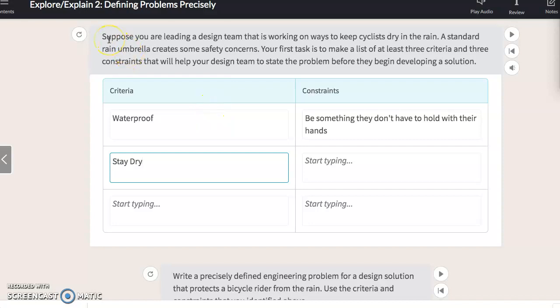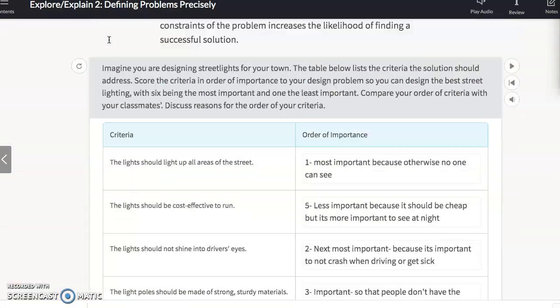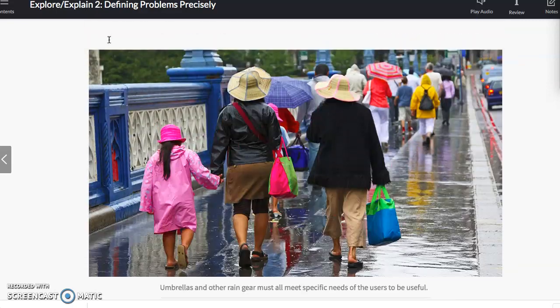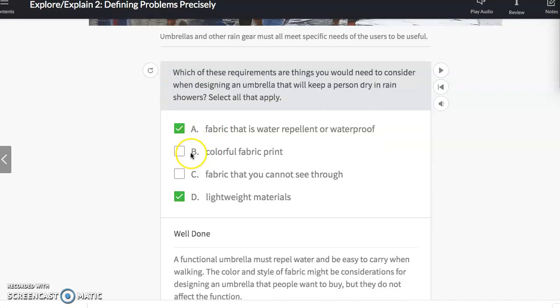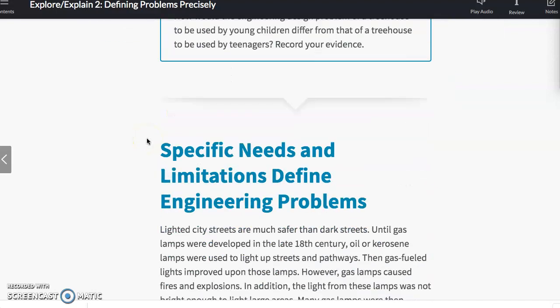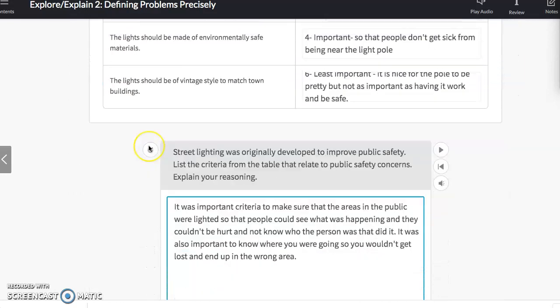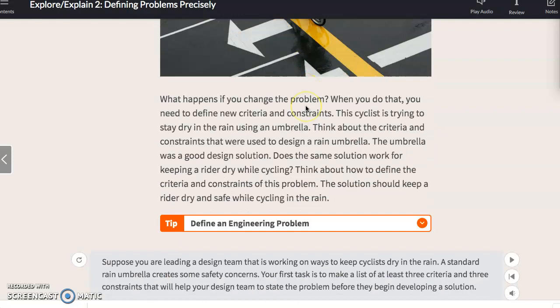Okay, so from the last video, we had done the lesson opener all the way to Explore Explain 2. So you should have already watched that and gotten this information. We were at the very bottom. If you don't have this information here, you can go to the other video to look through. We're at the very bottom talking about the important criteria if you have a bike umbrella.